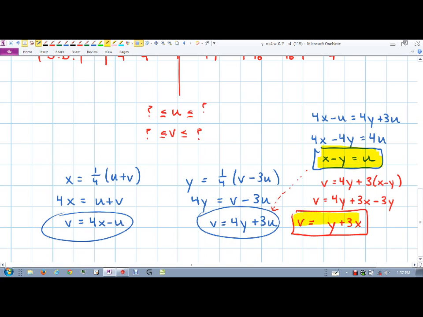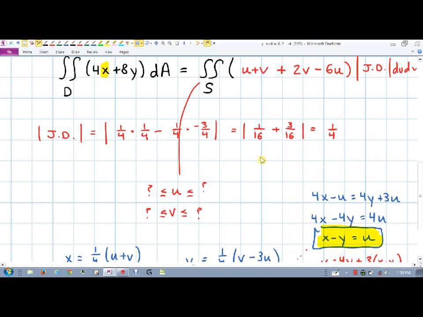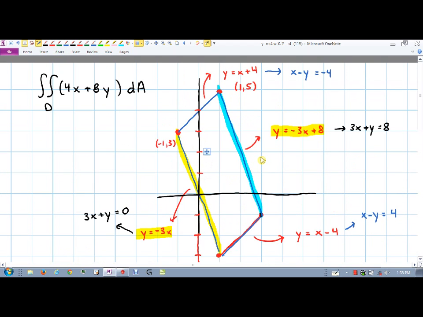And I want to highlight those. The reason why these are important is because, remember up here on our picture, we had said, hey, look, if you take these lines and you get the x's and y's on both sides, I said, look, 3x plus y is 8, right? And then I said over here, 3x plus y is 0, right? And then up here we had x minus y is -4, and down here we had x minus y is 4.